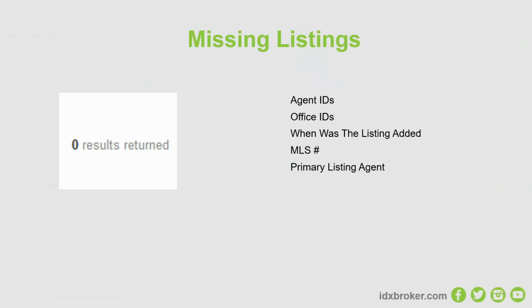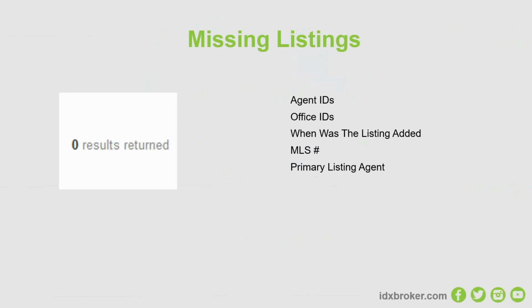So next, we're going to go over missing listings and how to troubleshoot missing listings prior to contacting tech support for help. So the first thing you'll want to do is to verify that the agent IDs and office IDs are connected to your account. You can do this by going to Preferences, Featured IDs, and then if you have office IDs selected, it will tell you at that point. If you have agent IDs selected, it will also tell you at that point.